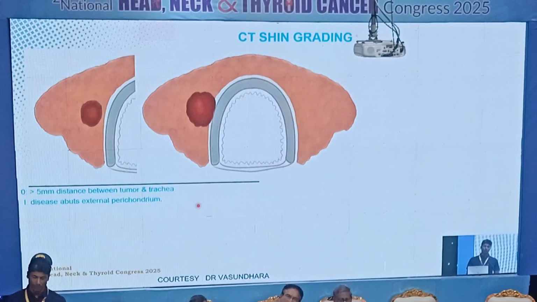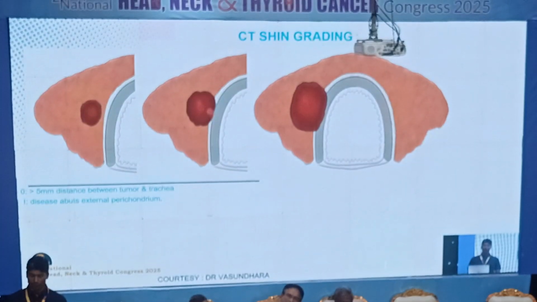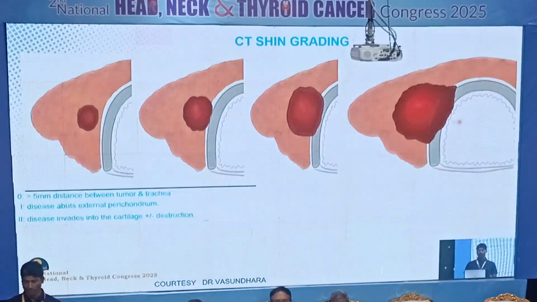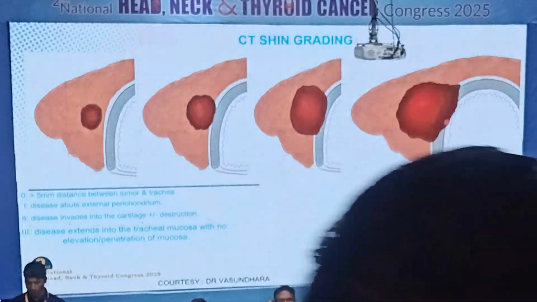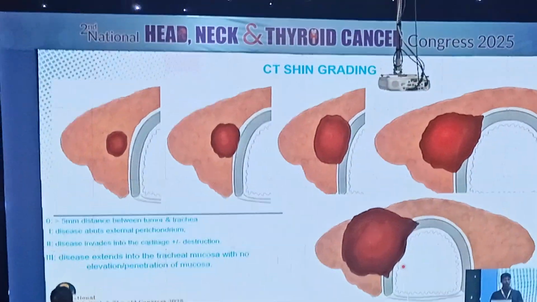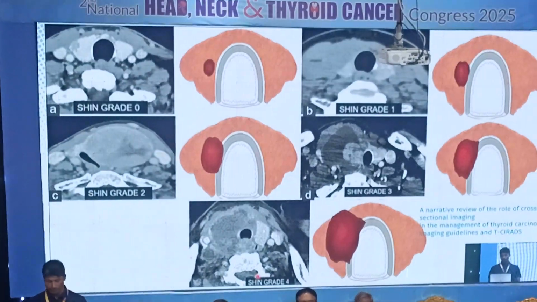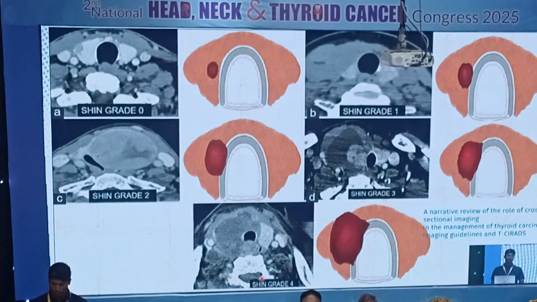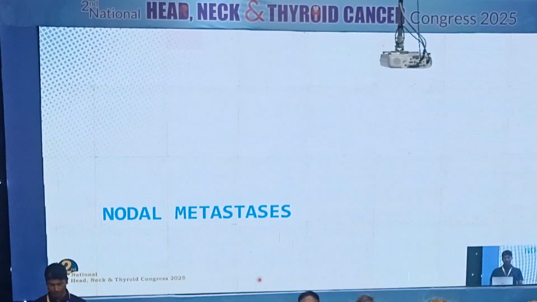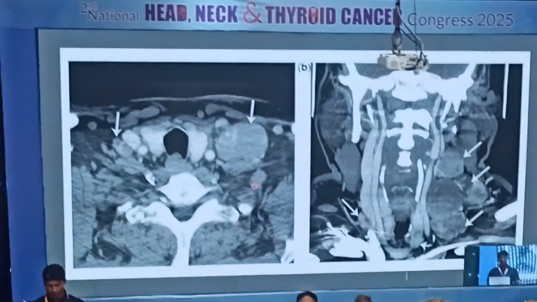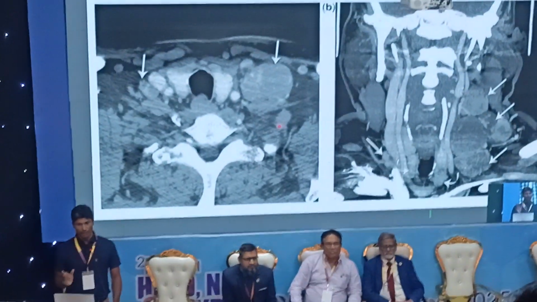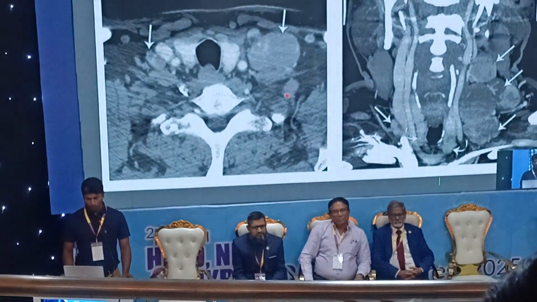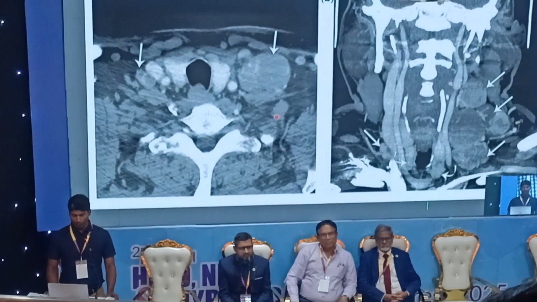And Shin grading is also important, where you see the infiltration of the trachea. This is Shin 1, and this is Shin 2, where the cartilage is involved, and Shin 3, where it is extending up to the mucosa, and then Shin 4 is frank infiltration of the mucosa. So these are various examples of the Shin grading on cross-sectional imaging. Shin grading is important, and the number of tracheal cartilages to be removed will also be based on the cross-sectional imaging. And for nodal metastasis, we have to see the lateral compartment, bilateral or unilateral, and the central compartment. The mention of the central compartment is also very important, so that it will be addressed at the time of surgery.